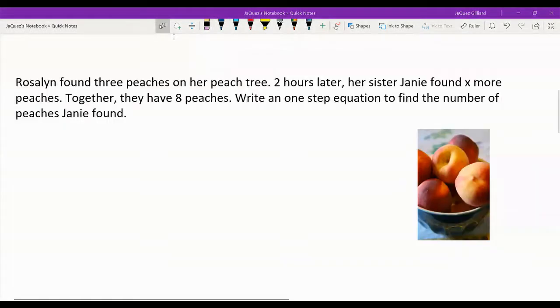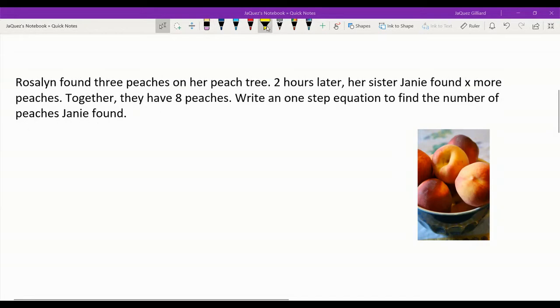All right, good job. Let's go ahead and use those skills that we used previously to solve one-step equations with word problems. Rosalind found 3 peaches on her peach tree. 2 hours later, her sister Janie found X more peaches. Together, they have 8 peaches. Write a one-step equation to find the number of peaches Janie found.